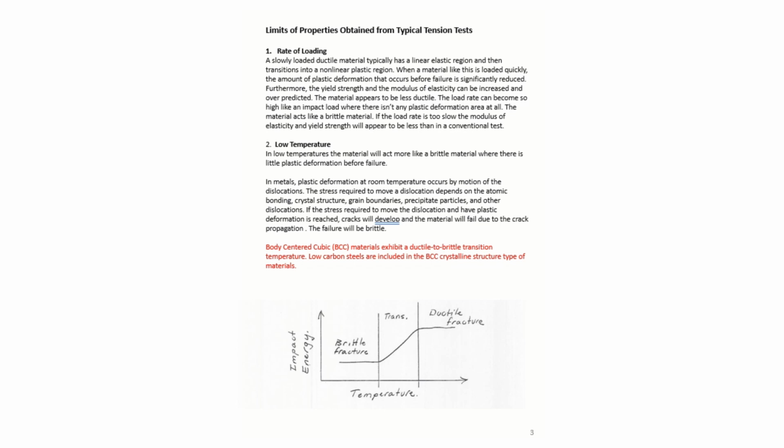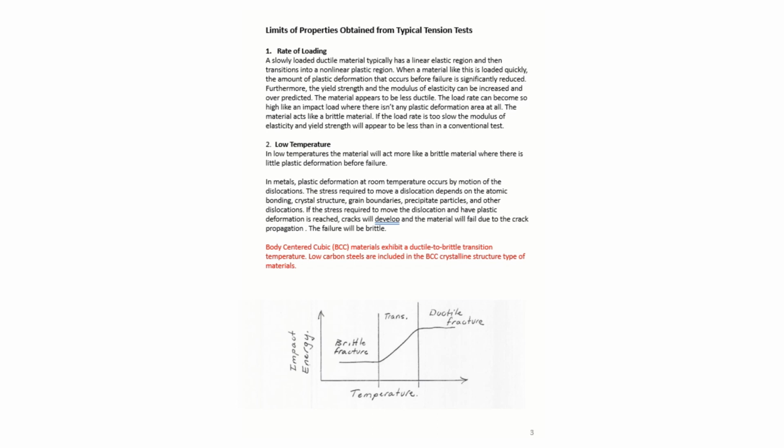And if the load rate becomes so high that it appears like it's an impact load, then there won't be any plastic deformation at all because the material can't respond that quickly, and the material will act like a brittle material. On the extreme other hand, if the load rate is too slow, the modulus of elasticity and yield strength will appear to be less than in a conventional test. So load rate could probably be the most important part of a tension test and can affect the results a lot.